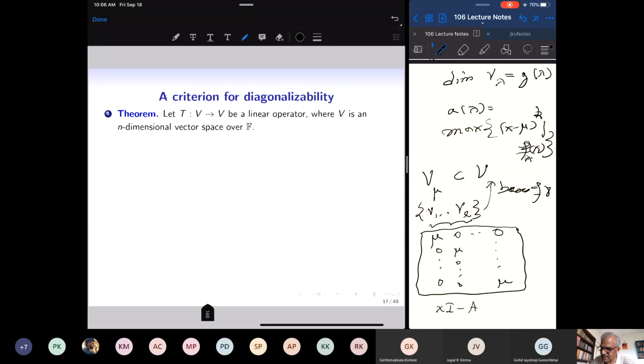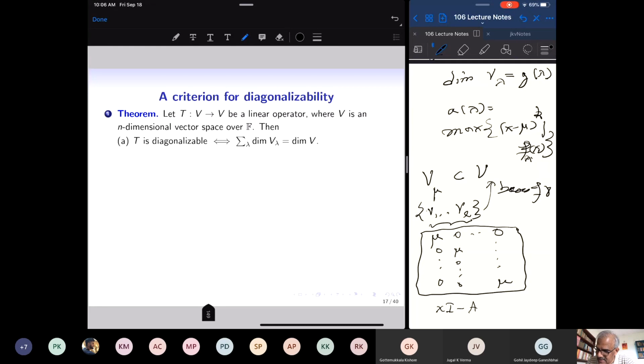Yeah. So this is the criterion for diagonalizability, that if the eigenspace of every eigenvalue has the same dimension as the algebraic multiplicity of that eigenvalue, then and only then the linear transformation or the matrix is diagonalizable. So I can state it for a linear operator, and a theorem about linear operators implies the same theorem about matrices, because a given matrix A gives rise to a linear operator on the vector space. Yeah. So take a linear operator on an n-dimensional vector space over the field.